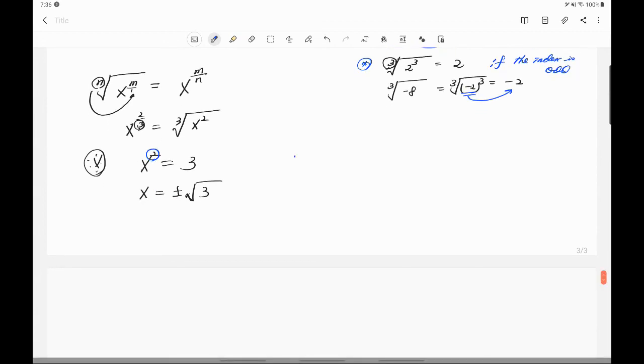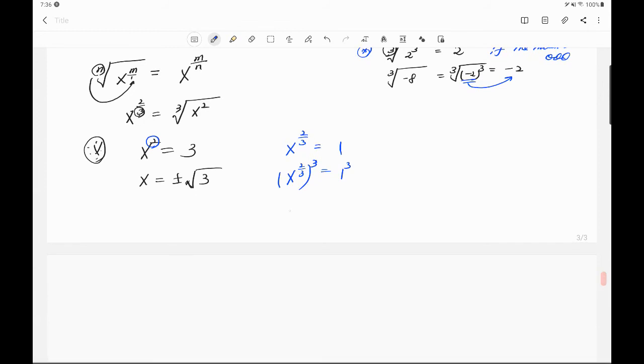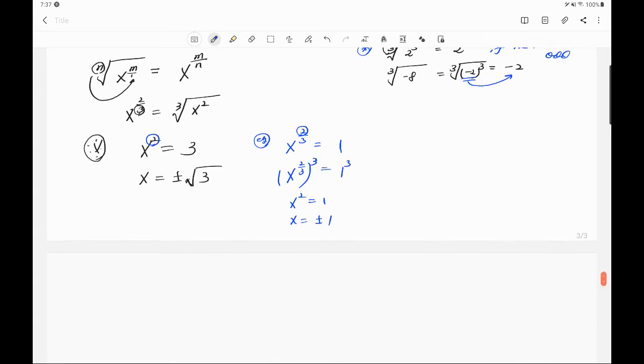So, the exponent, x to the, let's say, 2/3 equals 1. Then in this case, we can cube each side, right? Then this will be x squared equals 1, so that x equals plus or minus 1. Can you see it? Another example. Whenever the numerator of the exponent is an even number, then always make sure the answer is plus or minus.